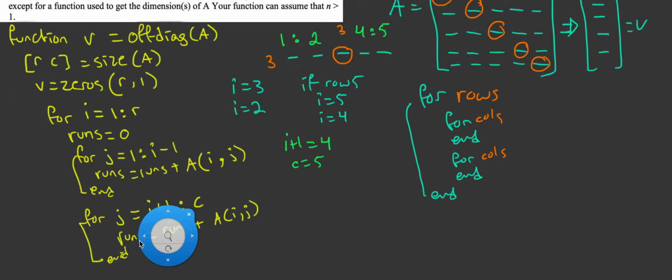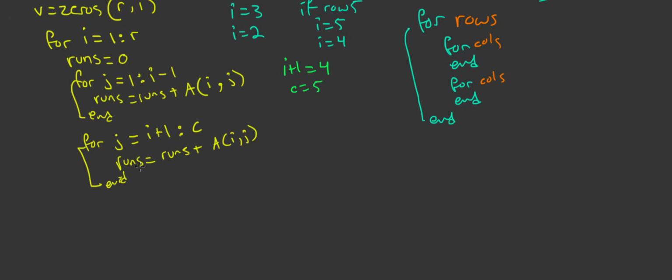And then we want to add that answer to our column vector V. So we say V of I. So if we're on row 1, we're going to add that sum to the first row of column vector V. So say V of I is equal to runS. We're going to end that for loop.